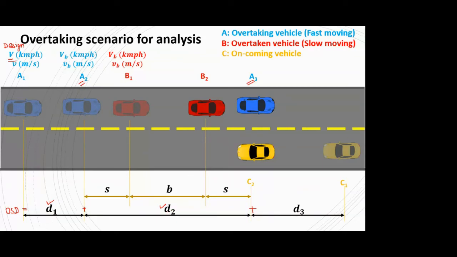Now we also have this third vehicle in our picture. So when the overtaking operation started from A2, vehicle C was approaching from the opposite direction. By the time vehicle A started the overtaking operation and completed it, vehicle C, in the same time frame, traveled from C1 to C2 and covered a distance d3. So this is the whole story that I have narrated.